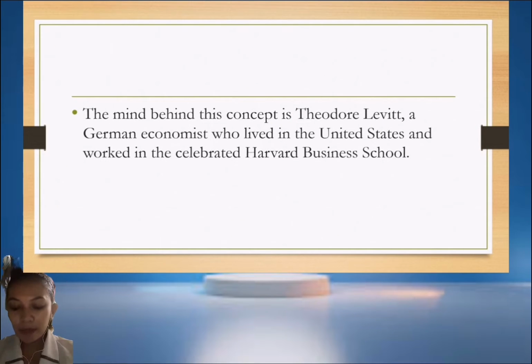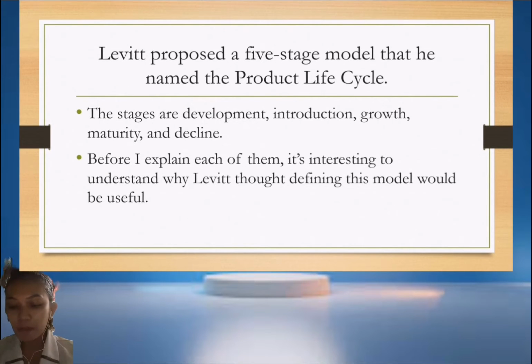The mind behind this concept is Theodore Levitt, a German economist who lived in the United States and worked at the celebrated Harvard Business School. Levitt proposed a 5-stage model that he named the product life cycle. The stages are development, introduction, growth, maturity, and decline.